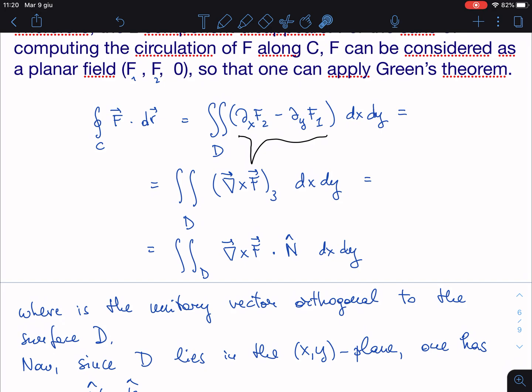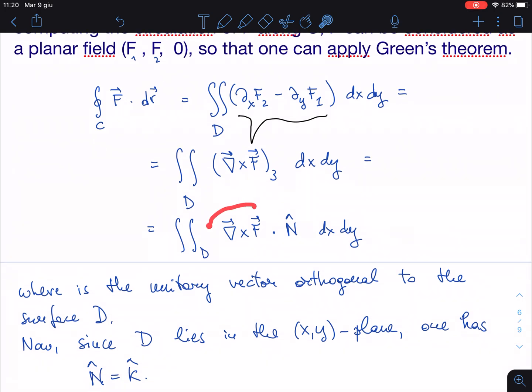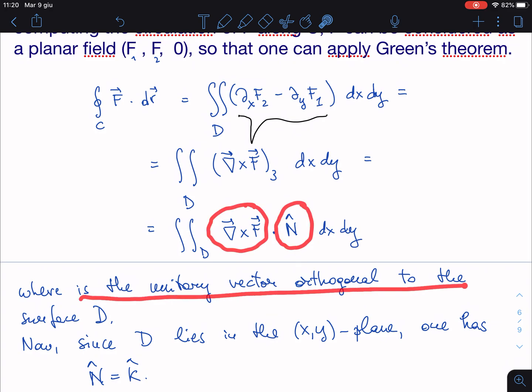So this is very easily done. The third component of the curl of F is this guy. So we can rewrite the third component of the curl of F as curl of F dot n, the unitary vector n. What is n? n is the unitary vector orthogonal to the surface D. And why is the third component equal to the component of n?